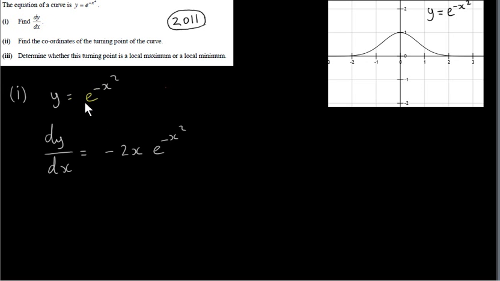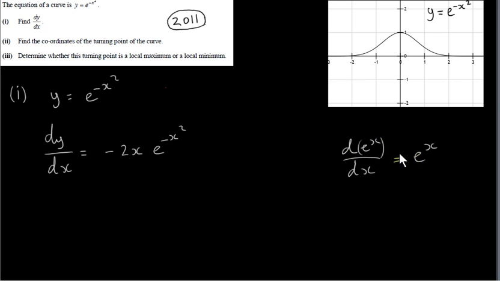The equation of a curve is y equals e to the power of minus x squared. We want to find dy dx. Now, we need to look at the derivative of e to the power of x with respect to x. Well, we know that that's just e to the power of x. It's the only function whose derivative is itself.